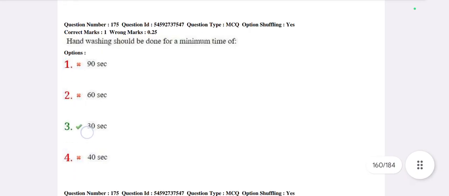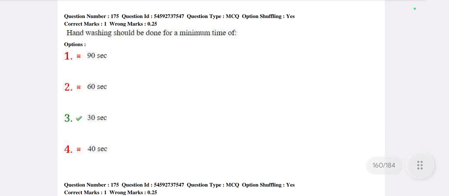Our next question is, hand washing should be done for a minimum time of 90 seconds, 60 seconds, 30 seconds, or 40 seconds. Correct answer is 30 seconds.